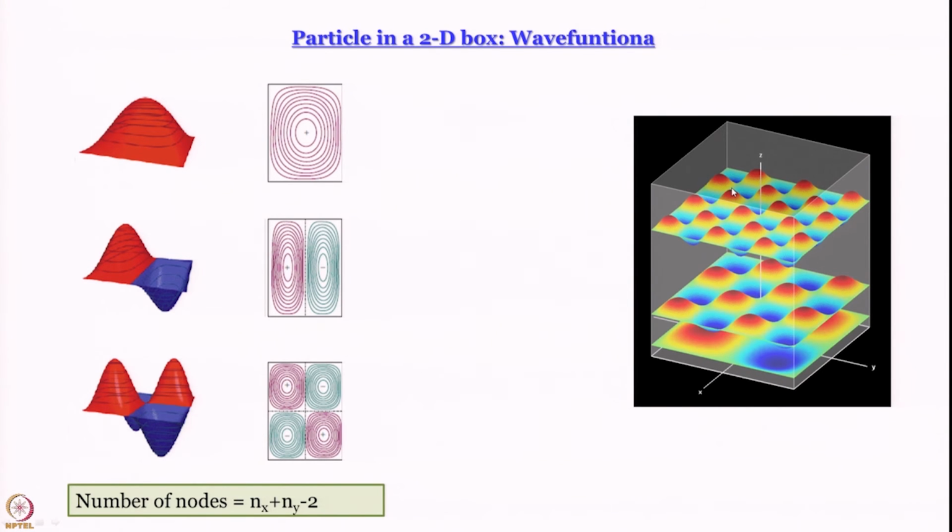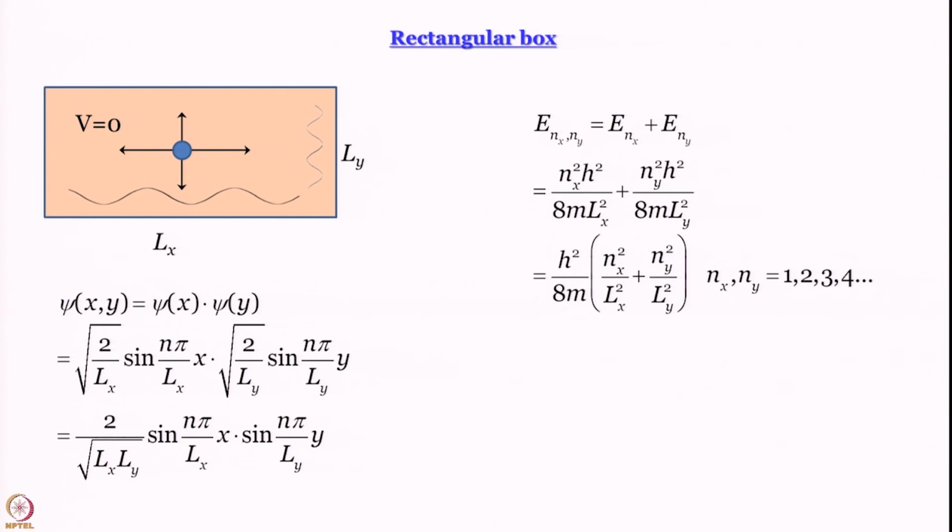Great. Now we go to rectangular box, and having performed all this discussion, it should not be very difficult for you to see that once again we do the same separation, same kind of wave function, same kind of energy. The only difference is that now Lx and Ly are different, so I cannot take L square common. What is the implication that it has? Let us try to draw the energy levels once again.